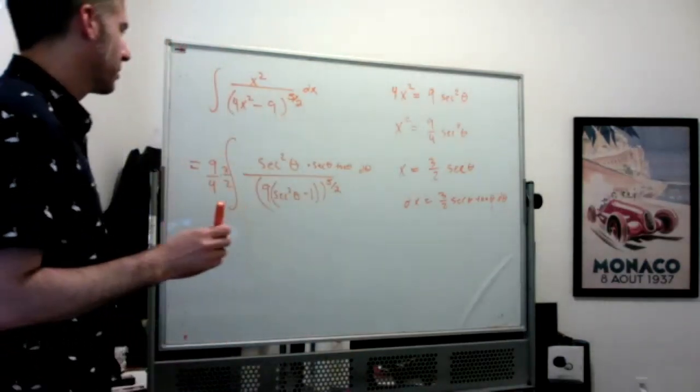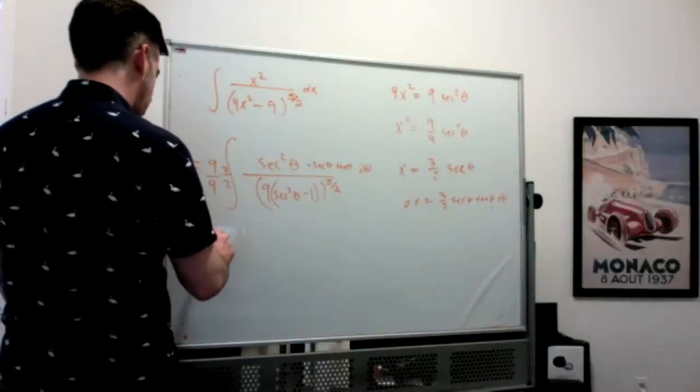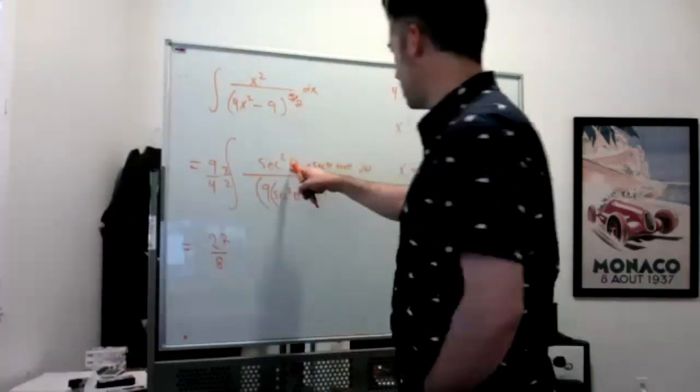Thank you. Okay, let's go ahead and see here. So I've got 27/8, and then on top here, I have a secant cubed times a tangent.